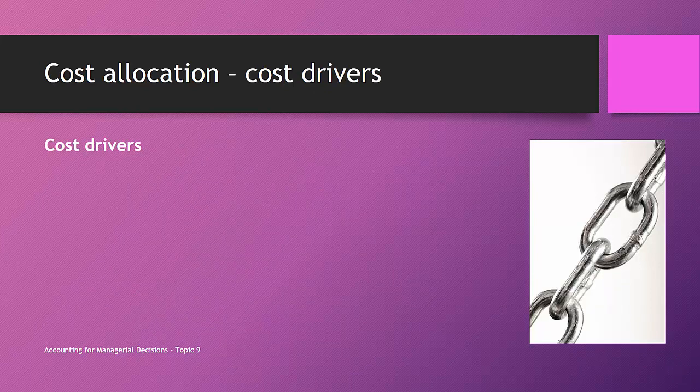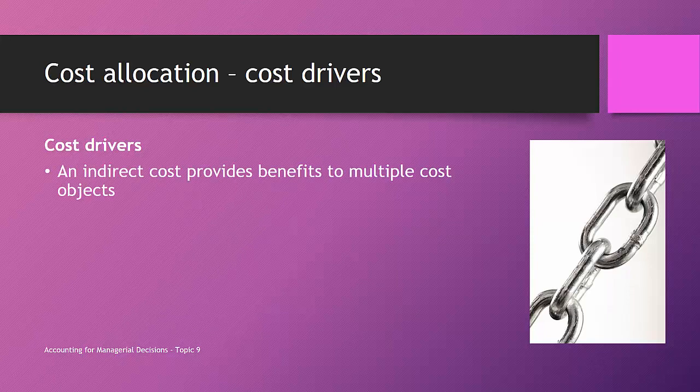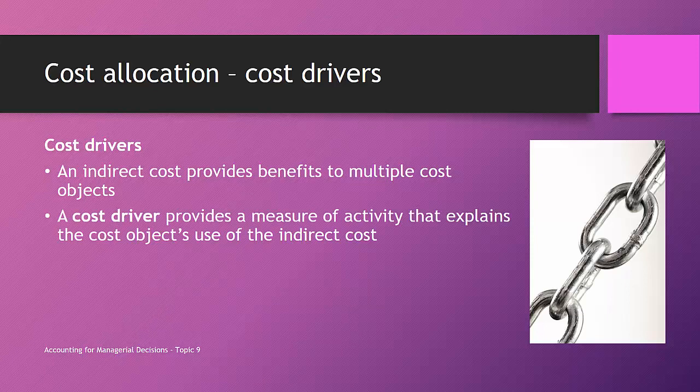So, cost drivers. An indirect cost, as already noted, provides benefits to multiple cost objects. So that electricity helps make different items in the manufacturing plant. The cost driver provides that measure of activity that explains how the cost object uses the indirect cost. So it could be something like use of machines. Now, we haven't got too detailed at this point, but the more a particular product uses particular machines to make it, the more electricity it uses, the more of the cost of the electricity it should bear.